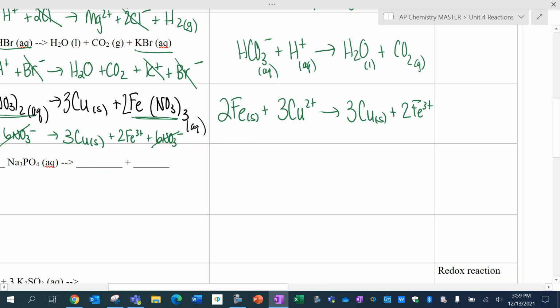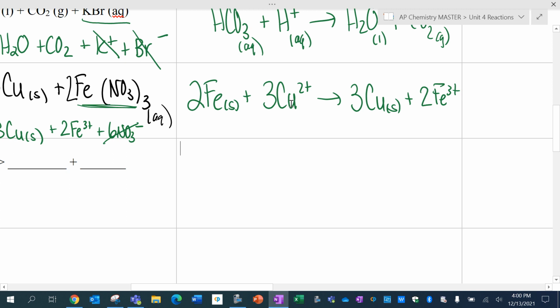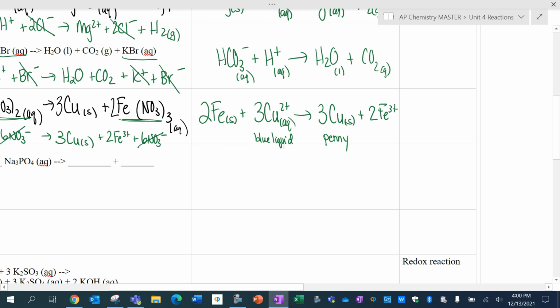And if you're wondering what's the difference here, you might say, well, this is copper and copper. Doesn't look like anything's changing? Well, the aqueous copper ion is very different from solid copper. Solid copper, think of like a penny, versus the aqueous copper ion is like a blue liquid. So these are definitely 2 very different things. So aqueous ion is much different from the neutral solid. So it's definitely going through a change there.